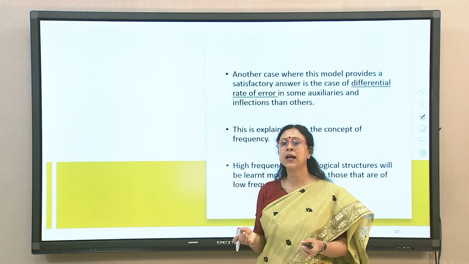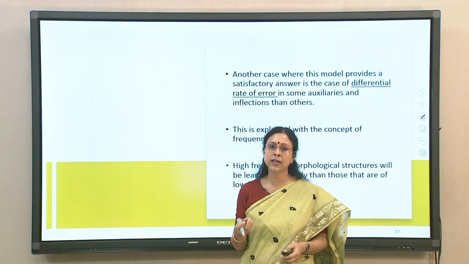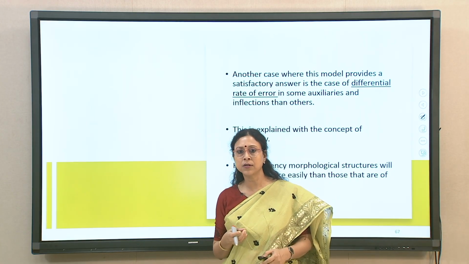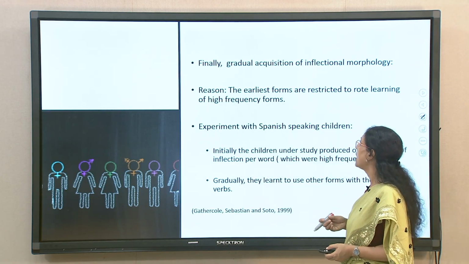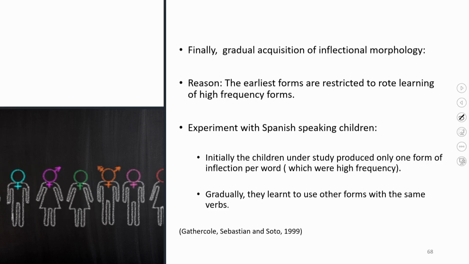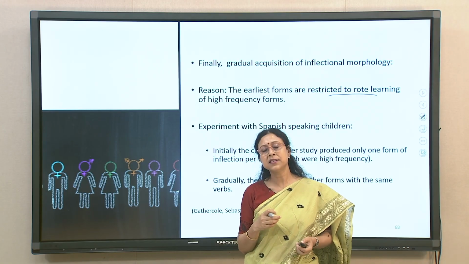The more training data you give, the better the machine will get in that aspect. So, it is entirely dependent on the input, and that is how it can answer the differences as well. Finally, the gradual acquisition of inflectional morphology: why does it happen over a period of time? It is for the same reason, because the earliest forms are restricted to rote learning. The model does not learn the system in the very beginning. As soon as they are exposed, they already know, which is the understanding of the nativist theory. Nativist theory says that the system is already in place.